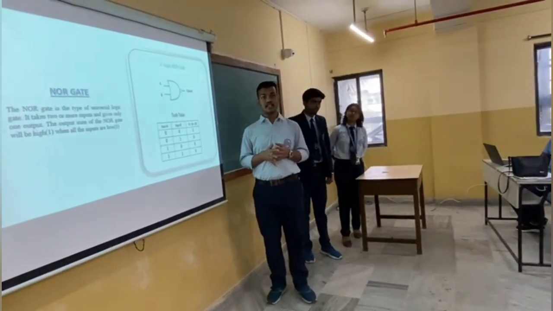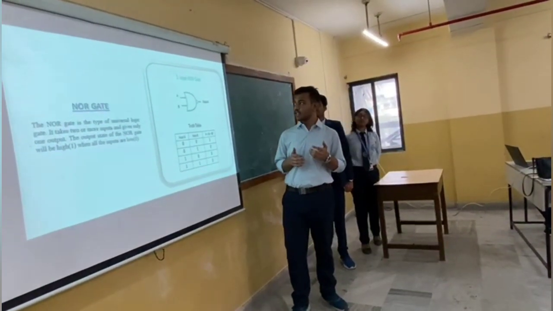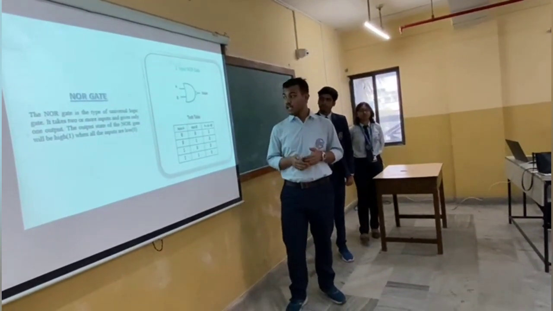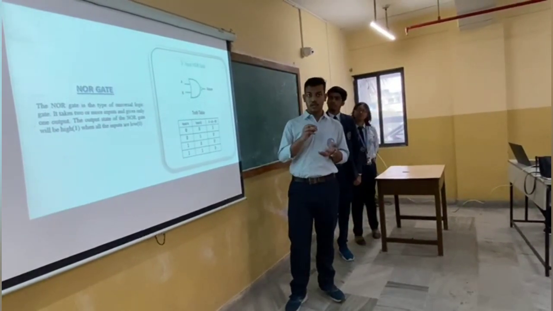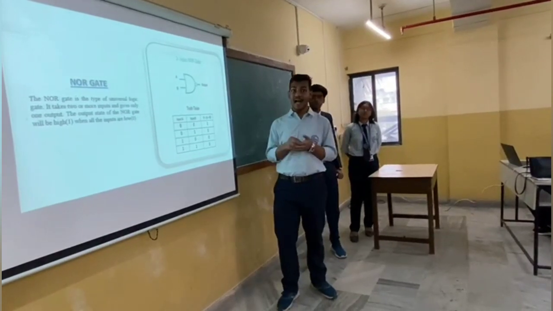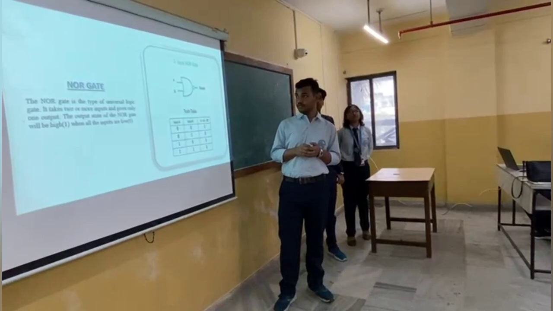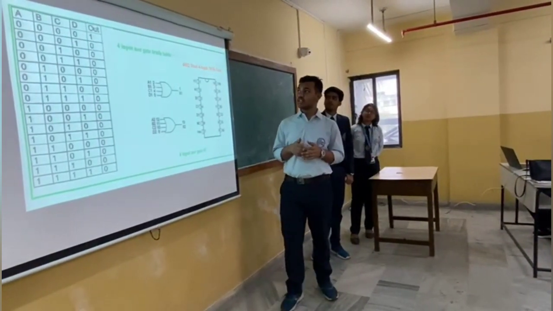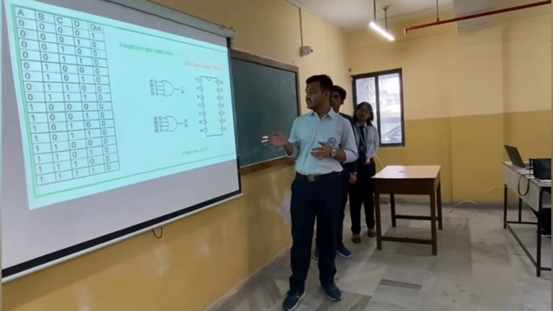NOR gate. NOR gate is basically the combination of NOT gate and OR gate. If we give the inputs A and B, we get the output A plus B, whole complement. If we consider the truth table, if we input low, we get high, and if we input high, then we get low. This is another one, the 4 input NOR gate. And this is the IC chip of the NOR gate.